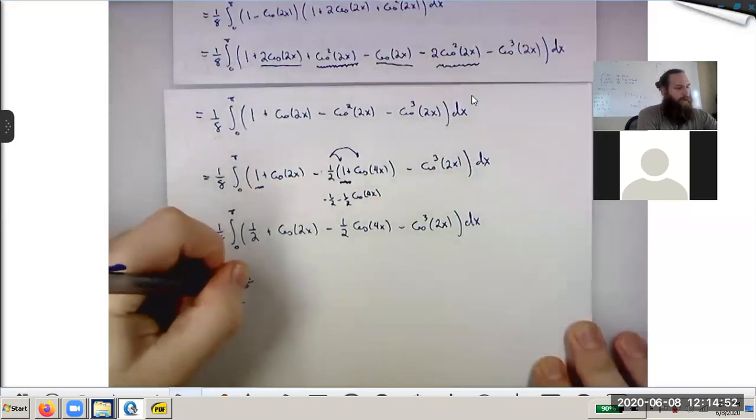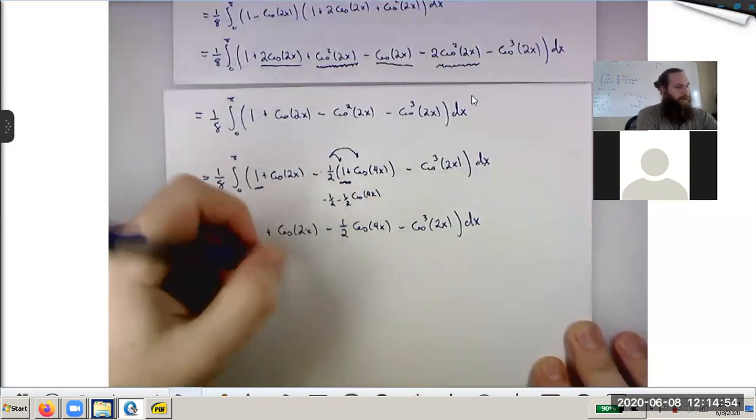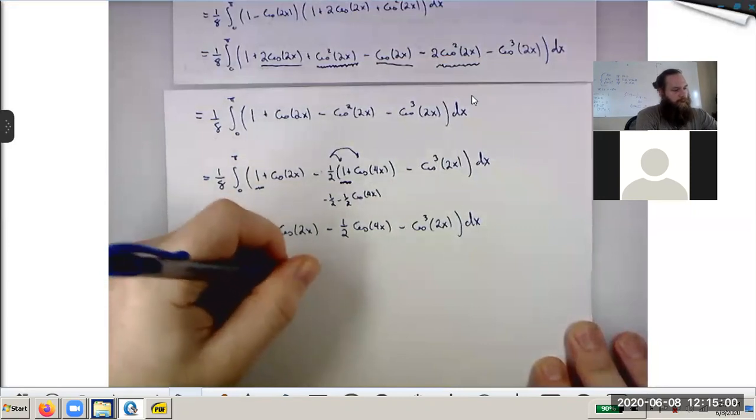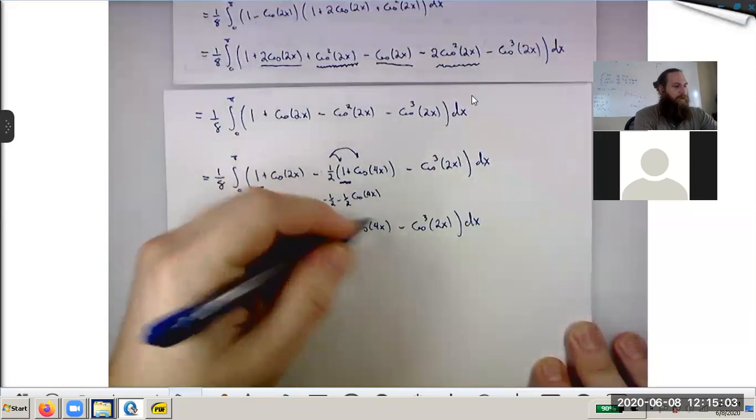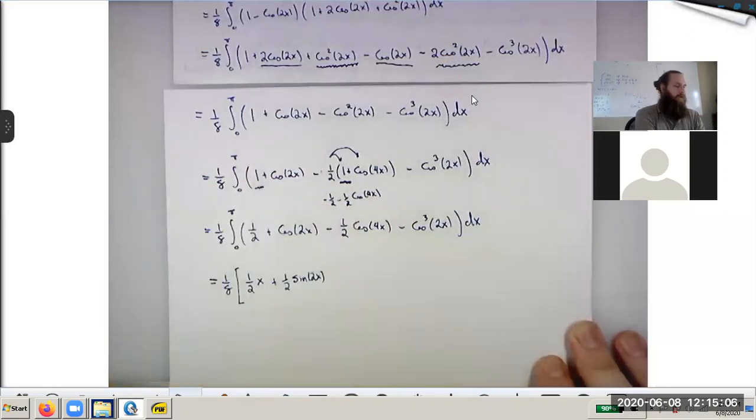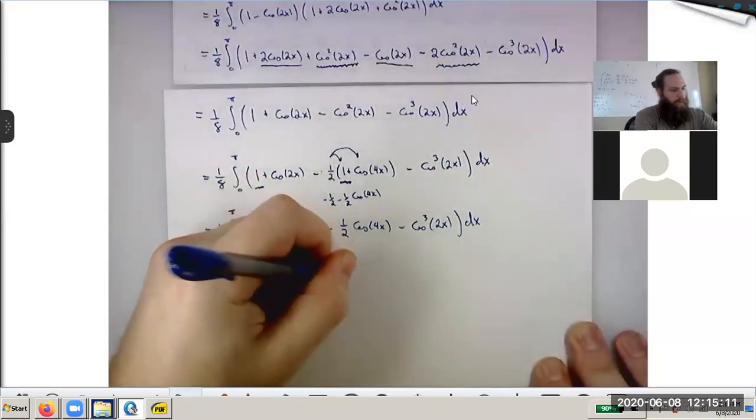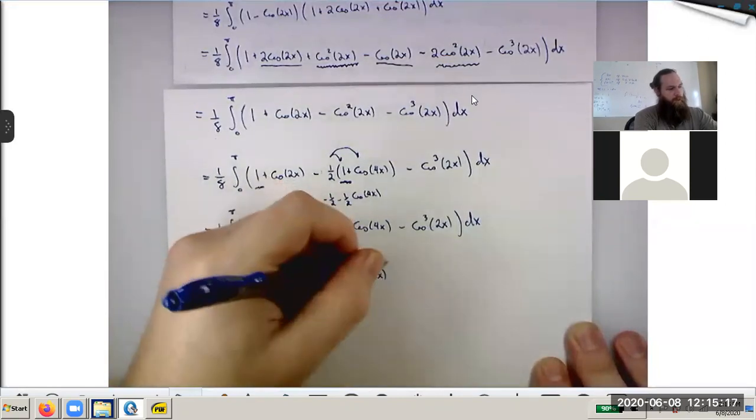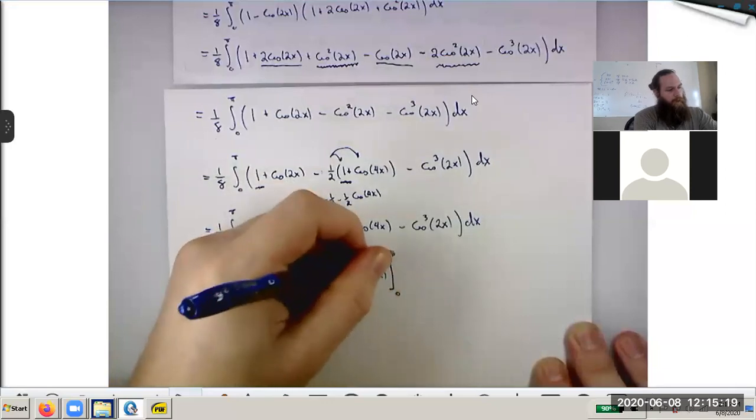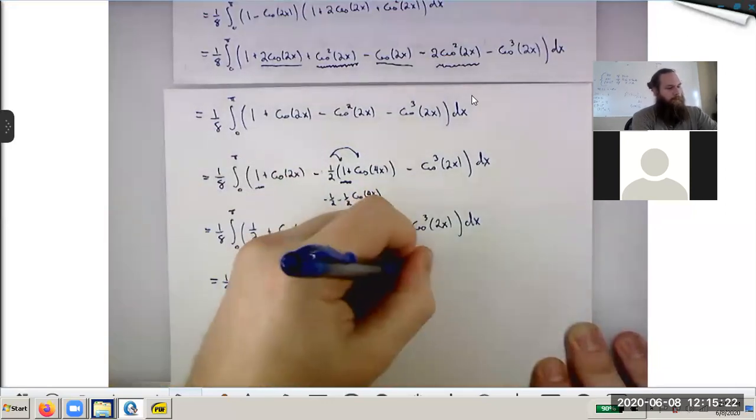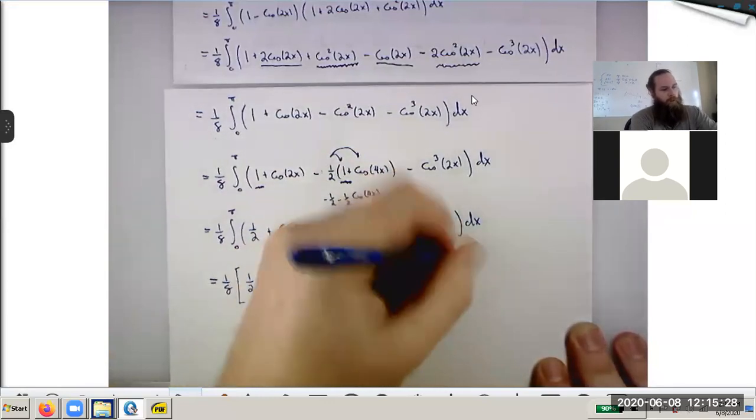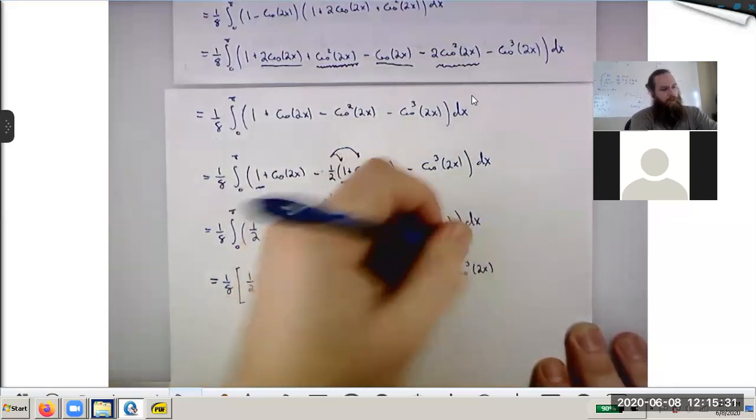1/2 will integrate to 1/2 x, plus cos 2x will integrate to 1/2 sine 2x. Cos 4x will integrate to 1/4 sine 4x, so this will be minus 1/8 sine 4x, all evaluated from 0 to pi. Then minus 1/8 integral 0 to pi cos cubed of 2x dx.